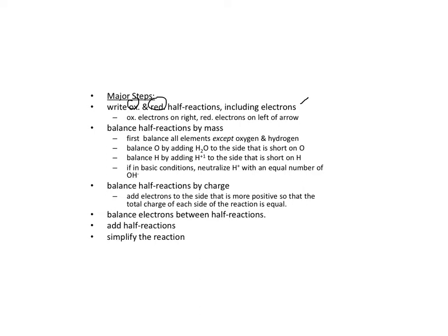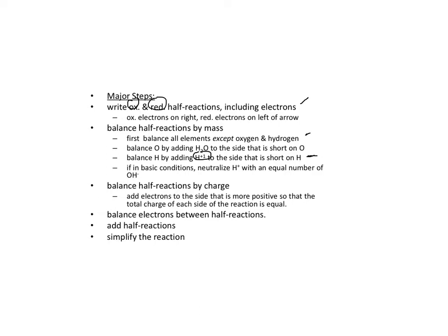After you've got the half reactions, balance each half reaction by mass. So you want to balance all of the elements except for oxygen and hydrogen, leaving those for next. Finally, on the side of the reaction that's short on oxygen, you can add water to that side. That usually leaves an imbalance of hydrogen ions, and what you can do then is just add protons to the side that's short on hydrogen ions. Now that's if in an acidic environment.